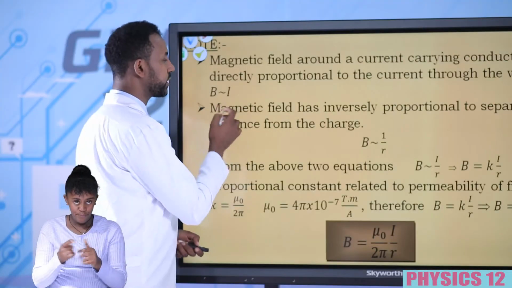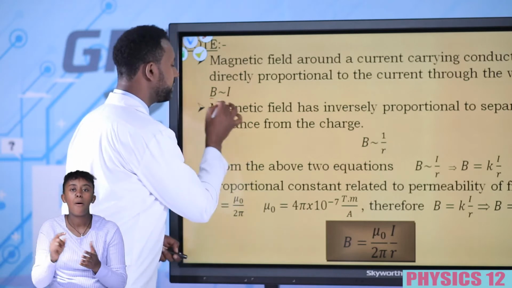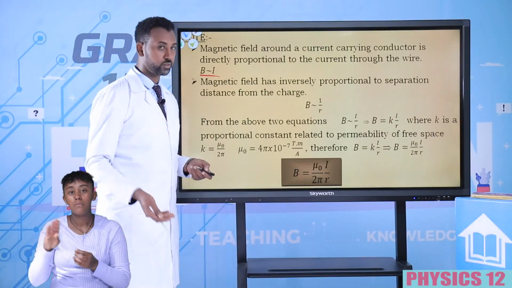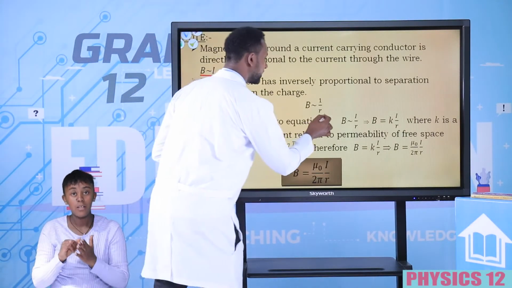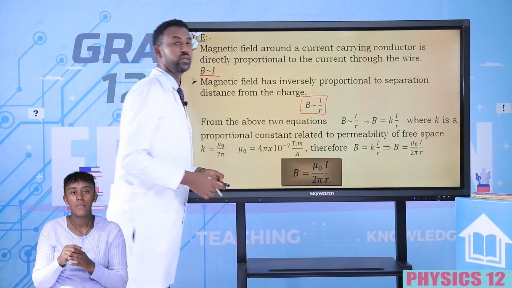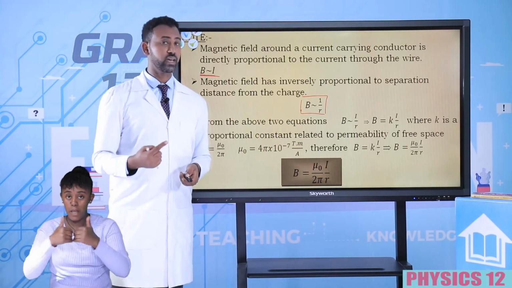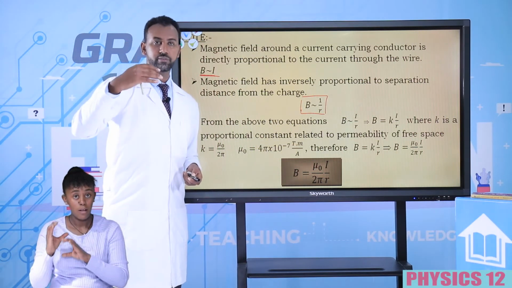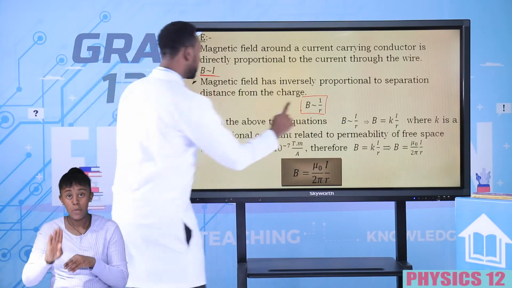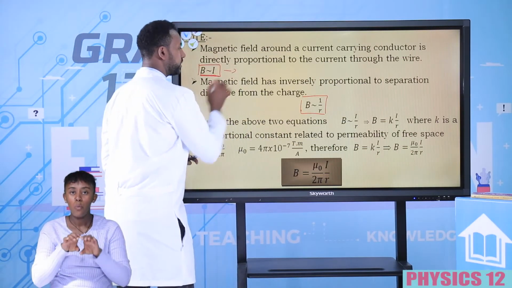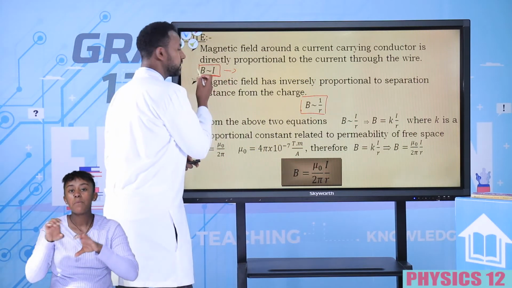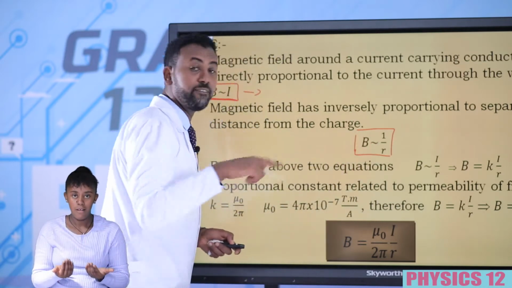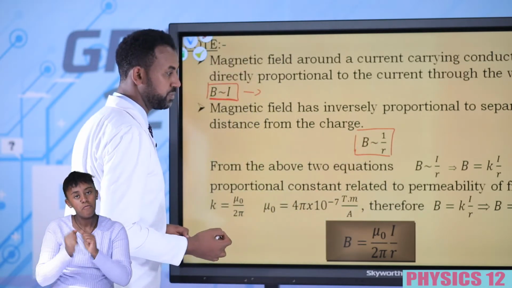First, in his experiment, Hans Ørsted found that the magnetic field B has a direct correlation with the magnitude of the current I. As the current increases, the magnetic field strength also increases. The other point is it has an inverse relation to the distance of separation from the current carrying conductor. As you go further from a current carrying conductor, the magnetic field gradually decreases. So the first experimental evidence shows that magnetic field has a direct correlation with current I, and magnetic field has an inverse relation with the separation distance r.